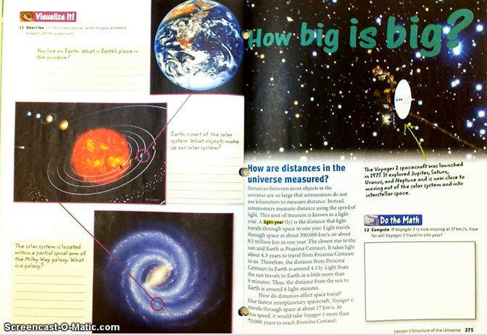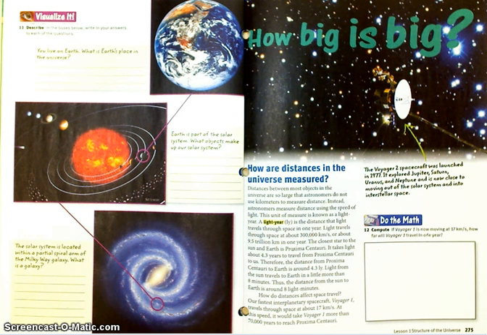How do distances affect space travel? Our fastest interplanetary spacecraft, Voyager 1, travels through space at about 17 kilometers per second. At this speed, it would take Voyager 1 more than 70,000 years to reach Proxima Centauri.